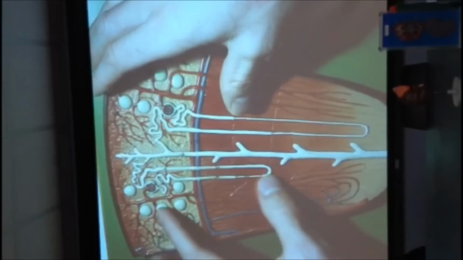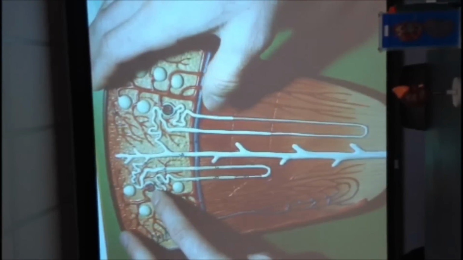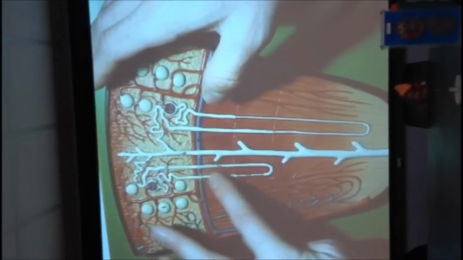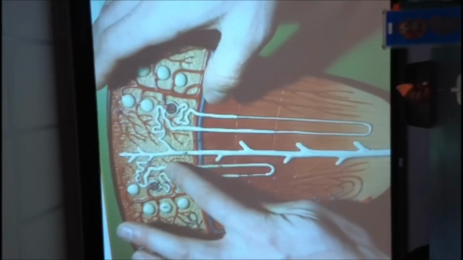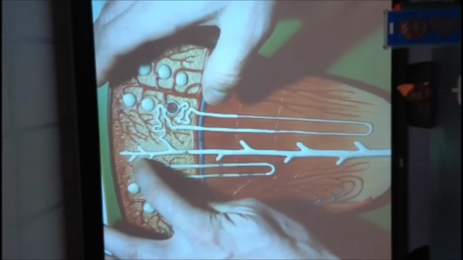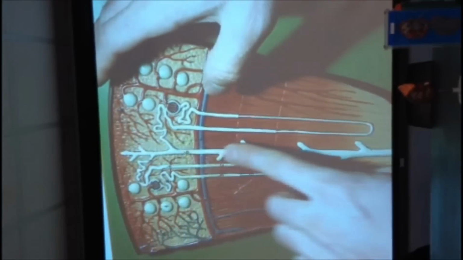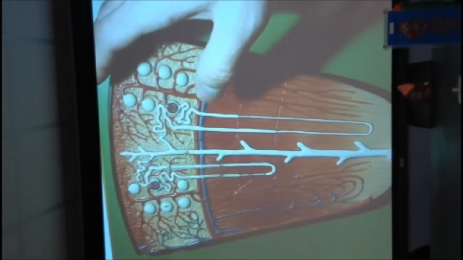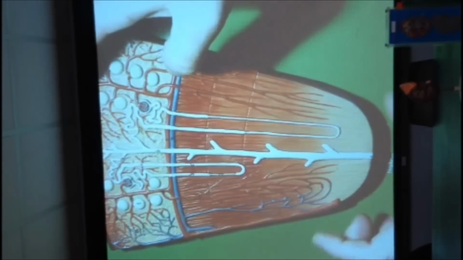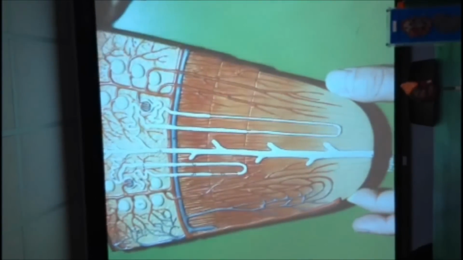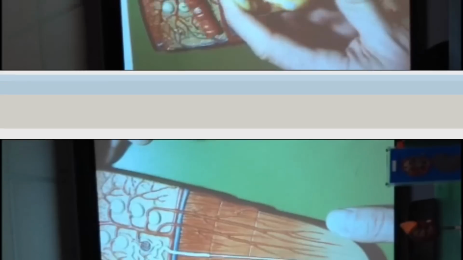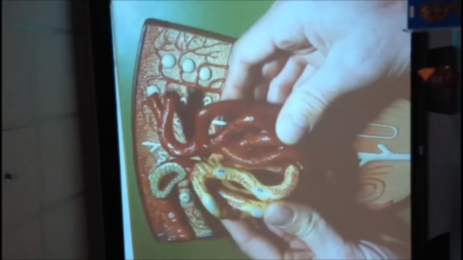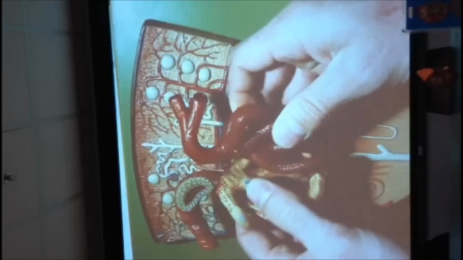So we look at this one right here, we start with this capsule. You see this little network of tubules and a big loop down here, comes back up, and then does another little squiggly, and hooks up to this tubule, and leads toward the tip of the renal pyramid, which is called the renal papilla. Part of the nephron is this ball of capillaries. This ball of capillaries is called the glomerulus.